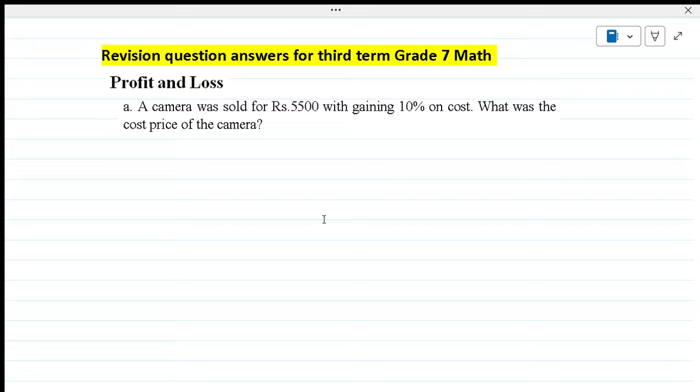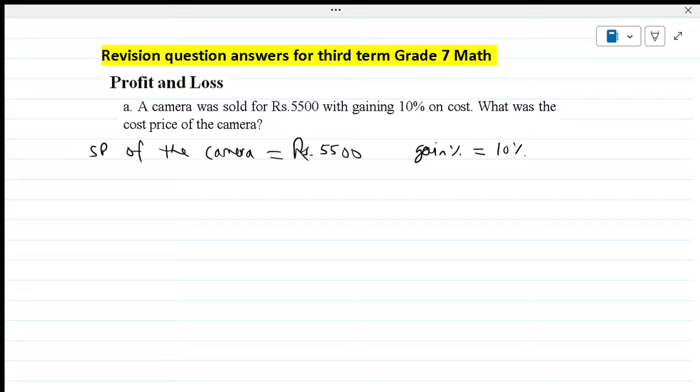A camera was sold for 5,500 rupees with gaining 10% on cost. So what was the cost price of the camera? The things given here are the selling price of the camera, rupees 5,500, and there's a gain of 10% during this transaction. He gained 10% on cost when he sold the camera for 5,500, and we are asked what was the cost price of the camera.